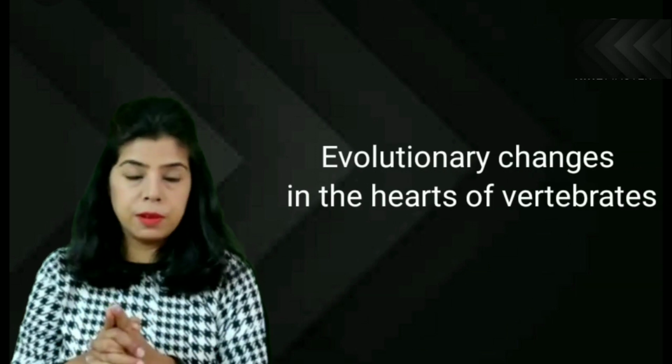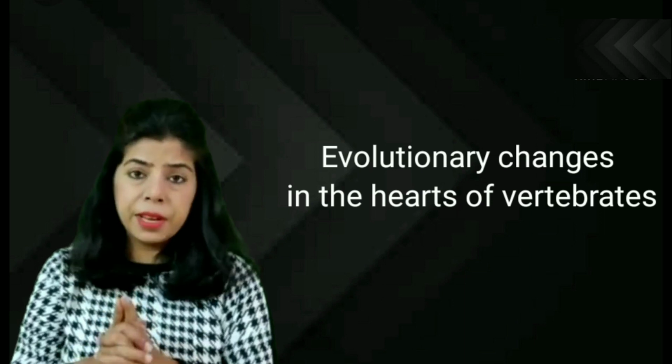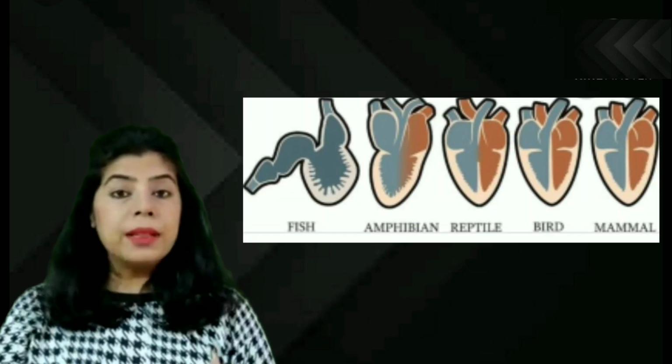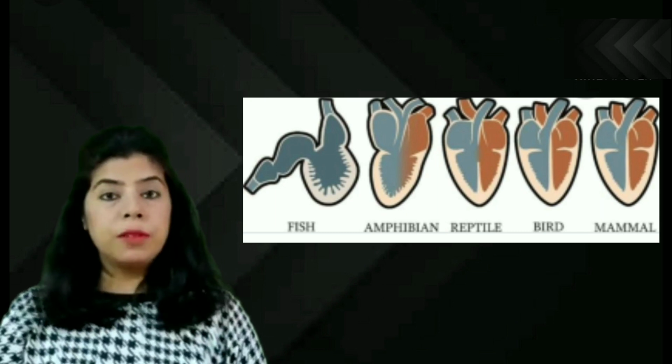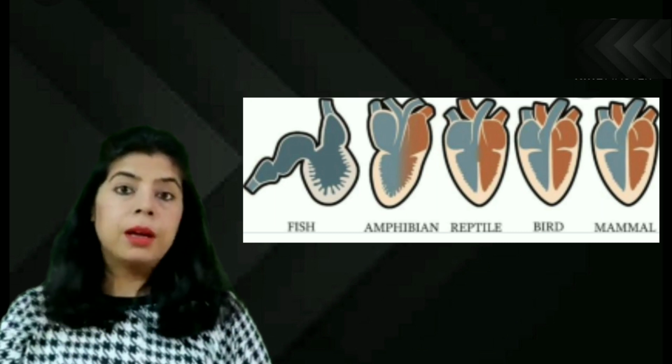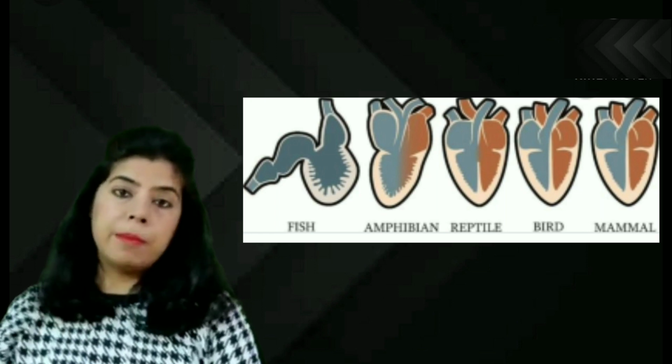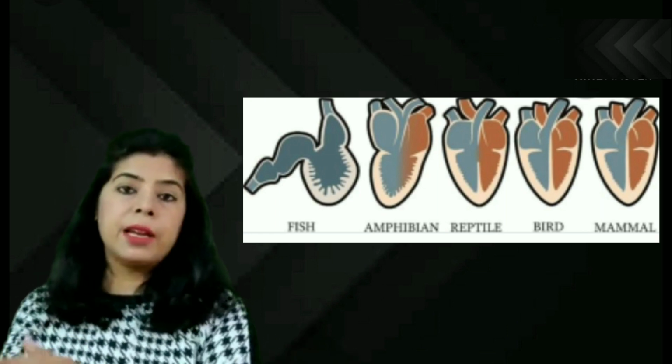And with this, we will come to the next topic, which is evolutionary changes in the heart of the vertebrates. This topic is very, very important to understand how the circulatory system has evolved through all these different phyla of vertebrates, and we have reached mammals, where the heart is functioning in a particular way. So let's see this through this diagram. In the diagram here, you see the heart of the fish, then the amphibia, reptiles, birds and mammals. These are the increasing phyla in vertebrates.